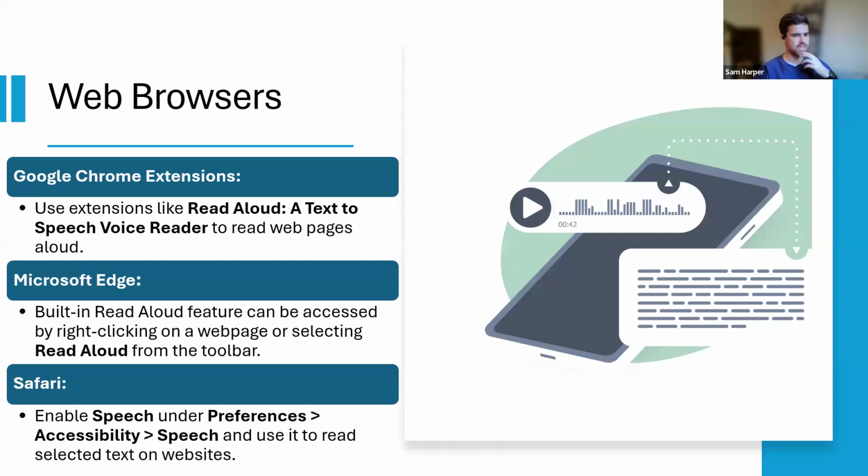Now, what about Safari with an Apple device? So again, with Safari, you would be going to your preferences. You'll be going to your accessibility options, and you'll be going to those speech features. And that's where you're able to find those different features available to you.